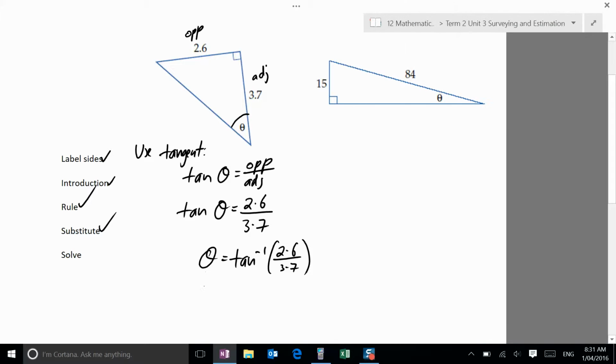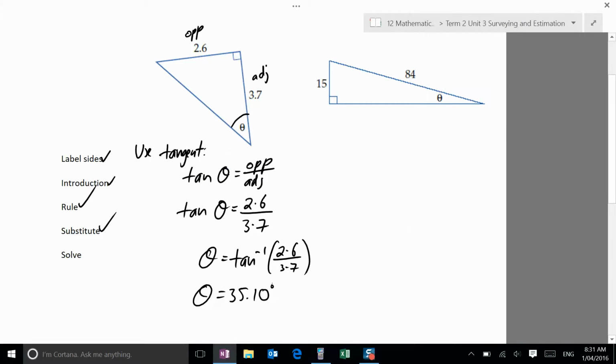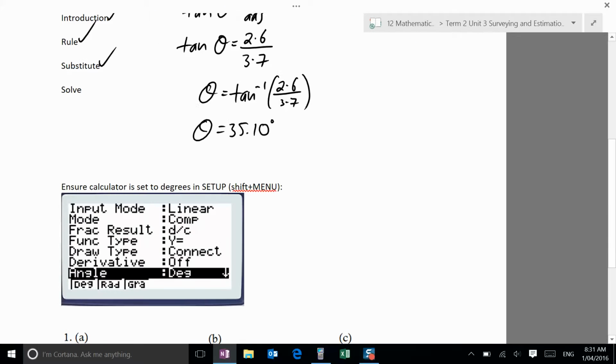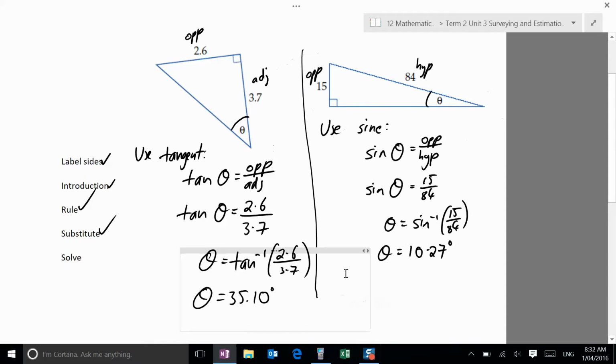35.10 degrees. If you get something completely different to that, then again, go into your calculator, make sure that your settings are correct. As per usual, you have a go at this. Off you go, on your bike. There we go, the angle, 10.27 degrees.